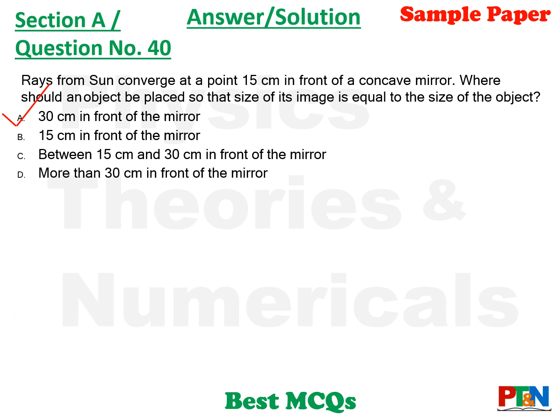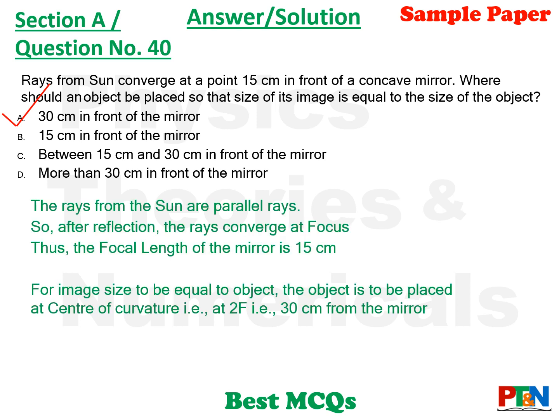The answer is option A, that is 30 centimeter from the mirror. Let's understand. When the rays from the sun converge onto a point, that is the focus. So the focal length of the mirror is 15 centimeter, and we know the image will be of equal size to the object when it is placed at the center of curvature, which is twice the focus. So it will be twice of 15 centimeter, that is 30 centimeter.